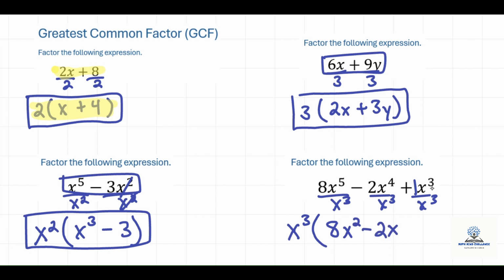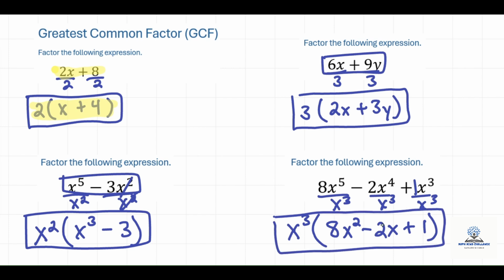And then this is the most common mistake people make when doing factoring with the greatest common factor. If it divides completely, you have to keep a 1 there. So x cubed divided by x cubed is 1. It does not go away. So keep that 1 for that placeholder. And then this expression is equivalent to the one you started with.